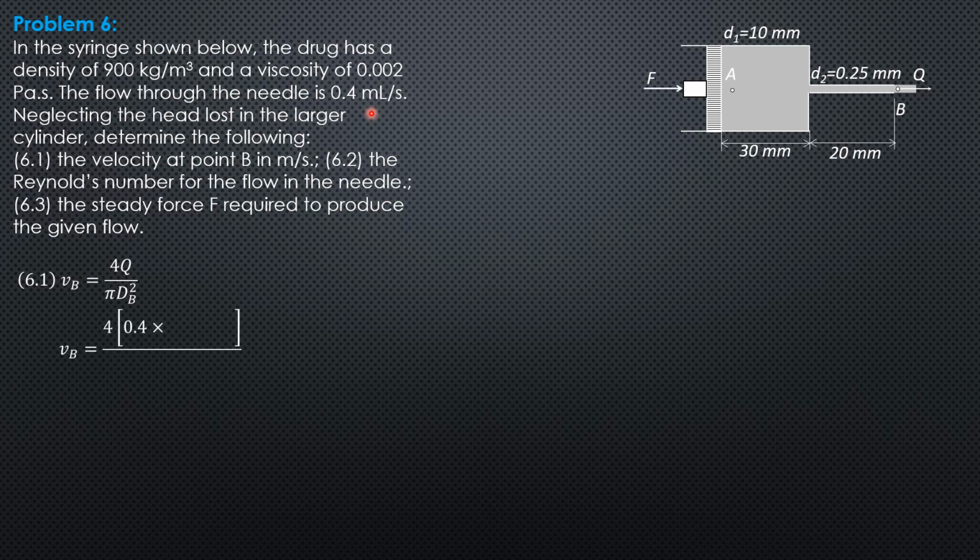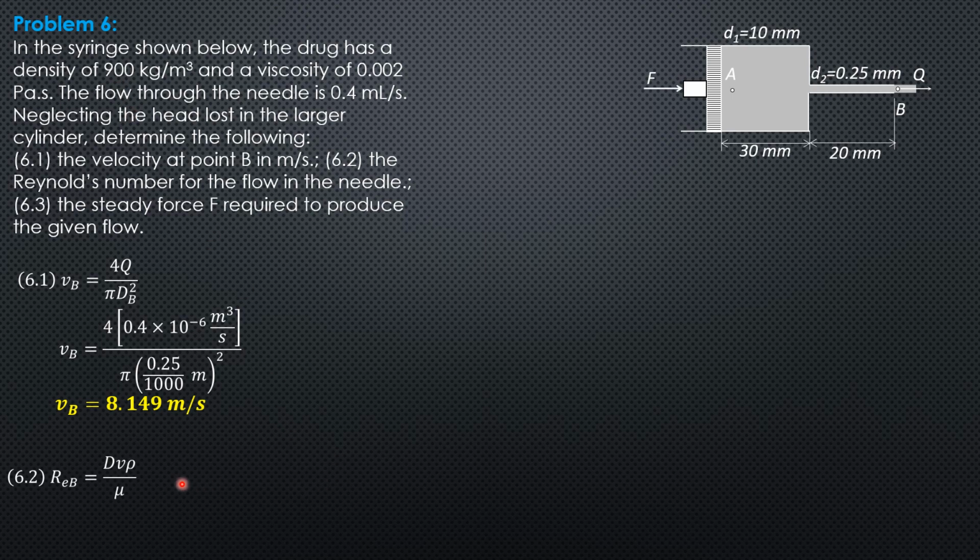Then divided by pi, diameter at B is 0.25 mm over 1000 to make it meter quantity, squared. So the velocity at B is 8.149 meters per second. Then the Reynolds number for the flow in the needle. Reynolds number is diameter, mean velocity, density over viscosity.